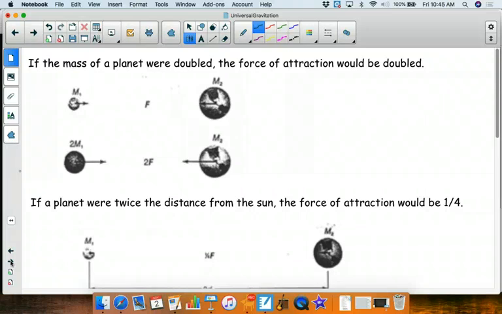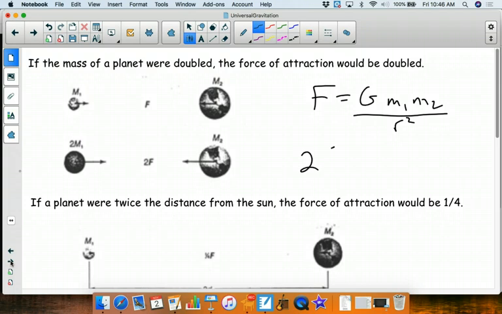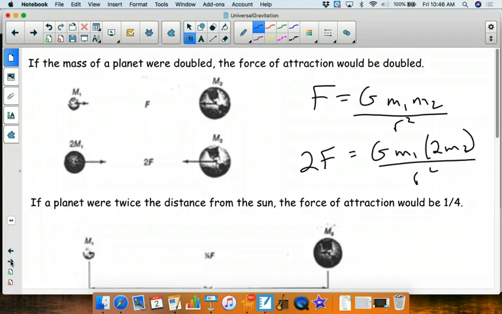If you have two planets and one of the planet's mass is doubled, then that doubles the force between them, right? Because if you think about the equation, you get 2F equals G times m1 times 2 m2. So it's linearly proportional to the masses. If you double the mass of one of the planets, you double the force between them.